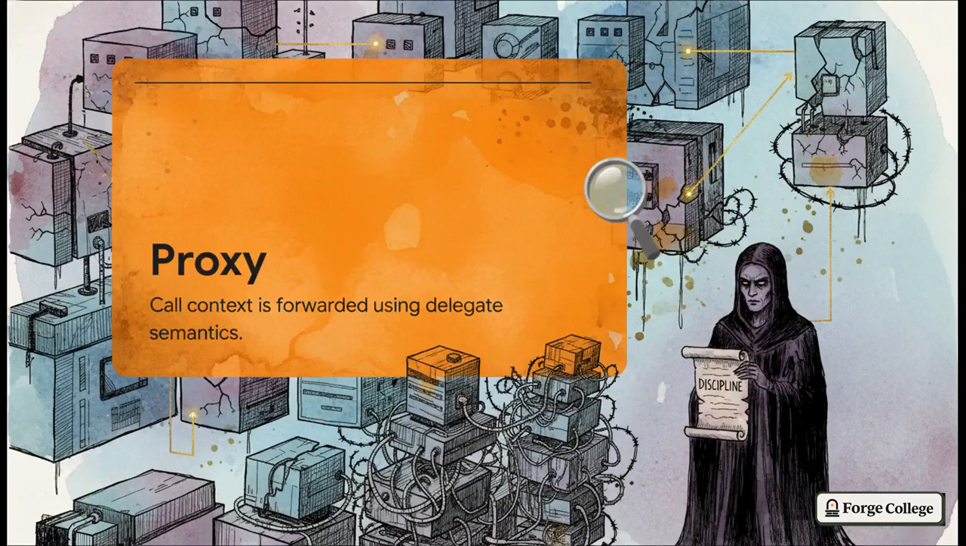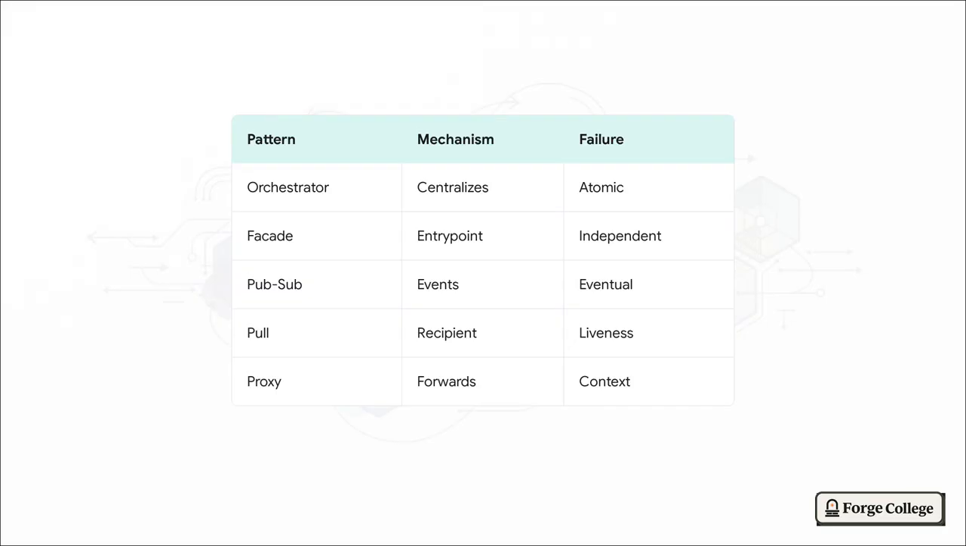And finally, the delegate or proxy pattern. This forwards the call context using delegate semantics. The beauty here is that it allows for totally seamless structural renovations to your logic later on. But, and this is a massive but, it requires terrifyingly strict discipline with your storage layouts. If you mess that up, you will literally corrupt your entire contract's memory. Not fun at all.